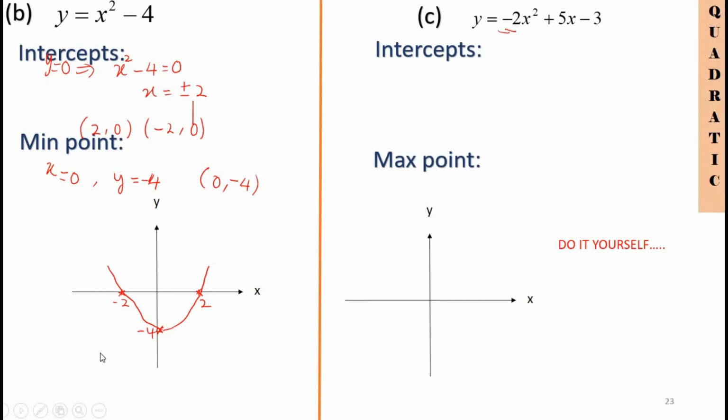This is the minimum point, but for a negative sign of the coefficient of x squared, you have to find the maximum point. To find the maximum point, you can use completing the square or whatever way we have learned previously.